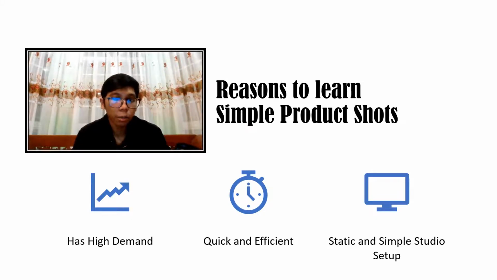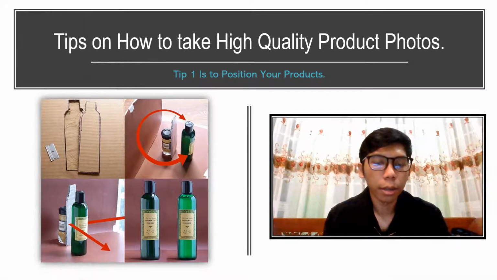And for this, not many complicated shots need to be taken. This would also help if you are working with a time constraint, and this also means that the shots are simple and static, which translates to not many things being needed for the shot to begin with. And next, let's start with the tips for taking pictures of simple product shots.